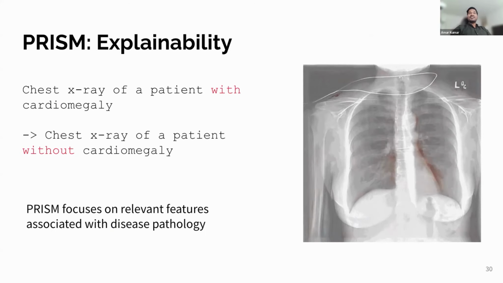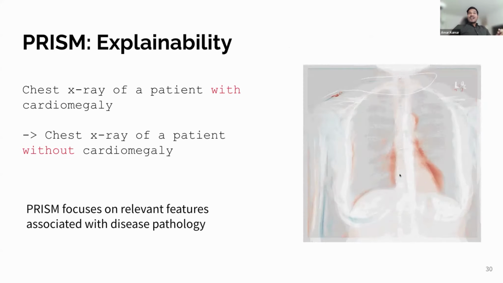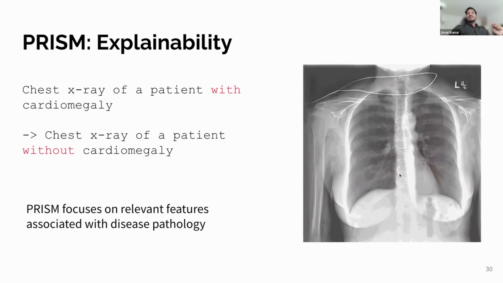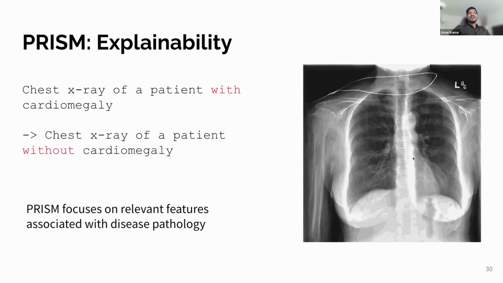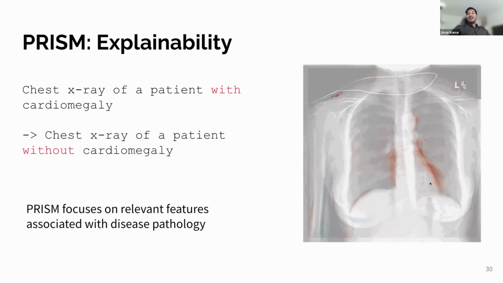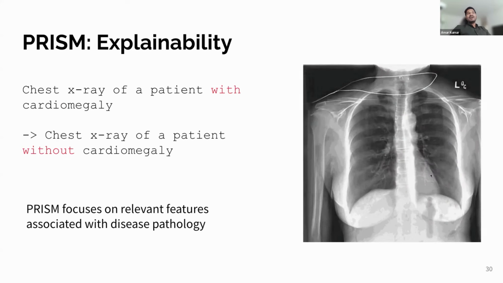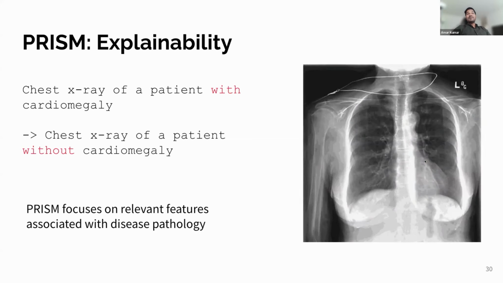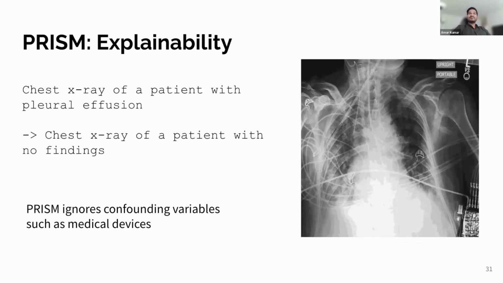And here is another animation where the initial patient is with cardiomegaly, which is abnormal enlargement of the heart. And you can see the model was asked, what if this patient was without cardiomegaly? And you can see that Prism focuses on relevant features associated with disease pathology, and it's changing the heart so that it should not be this enlarged. And you can see in the difference map that just these areas are highlighted red, and that shows Prism's capability to focus on relevant features associated with disease pathology.